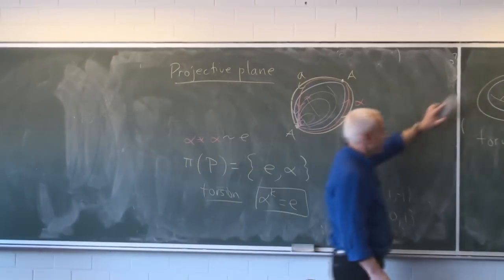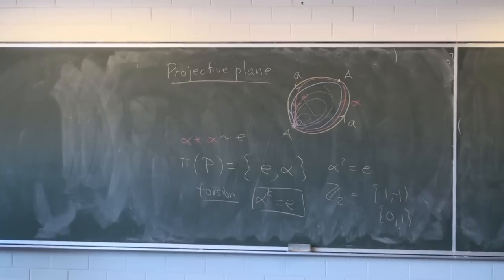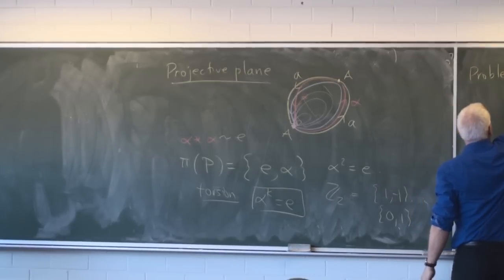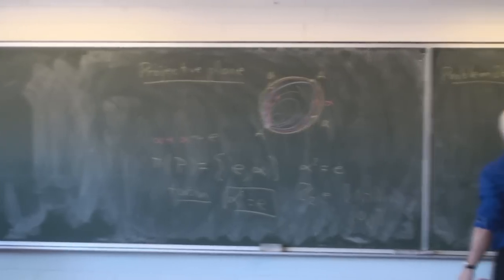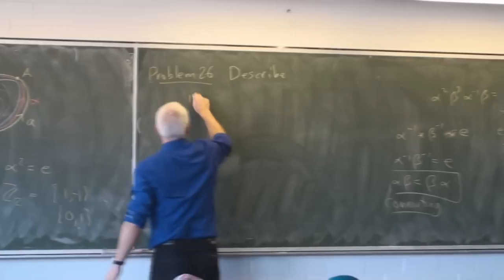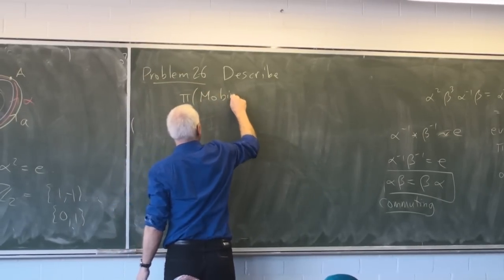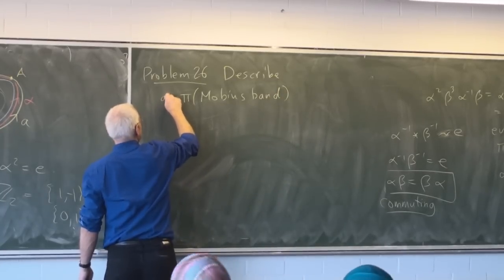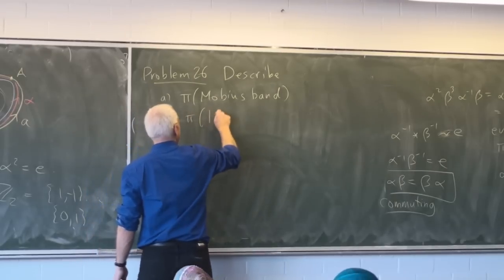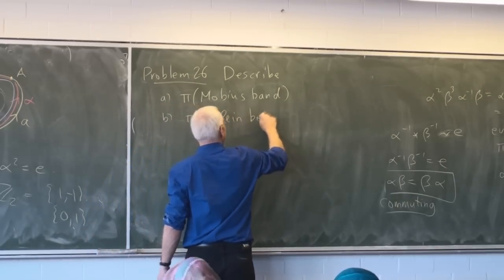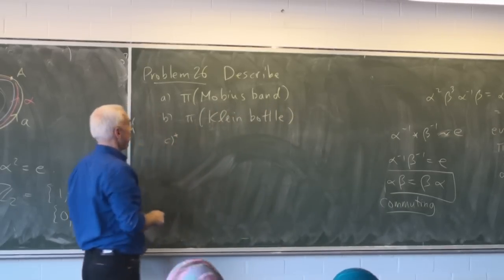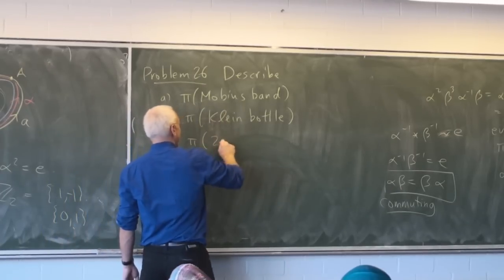Okay, so let me give you a few problems. Problem 26. A, describe the fundamental group of the Mobius band. And B, fundamental group of the Klein bottle. And C, maybe a bit more complicated, fundamental group of the two-hole torus.